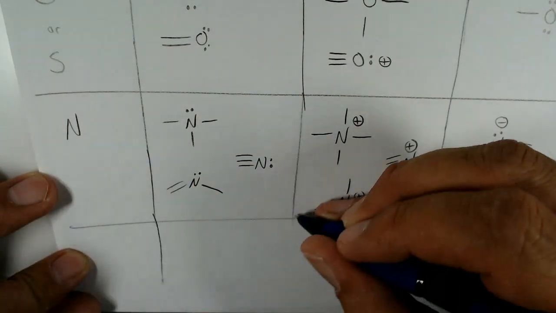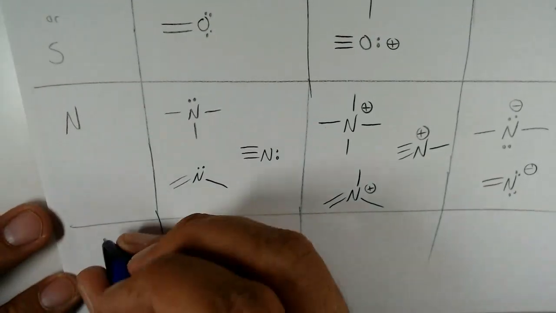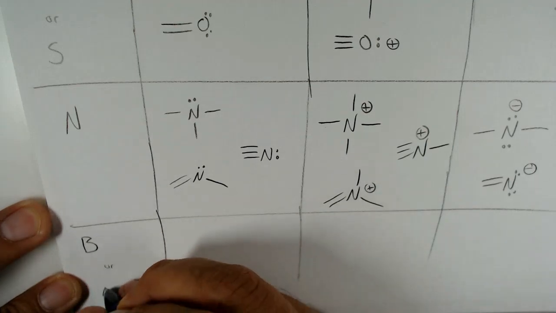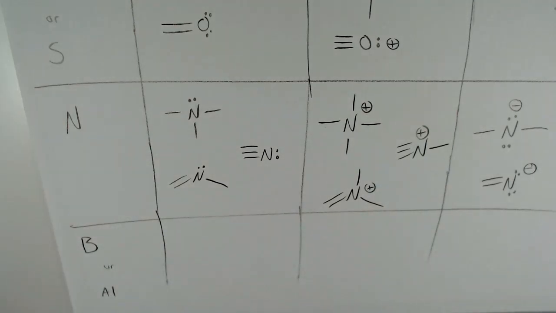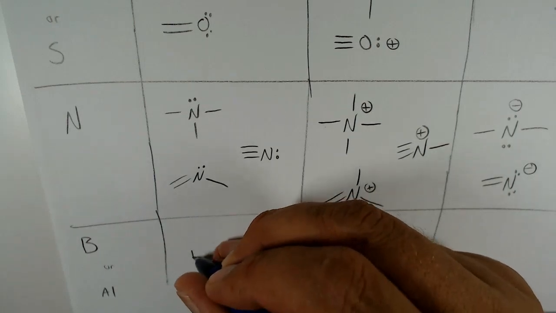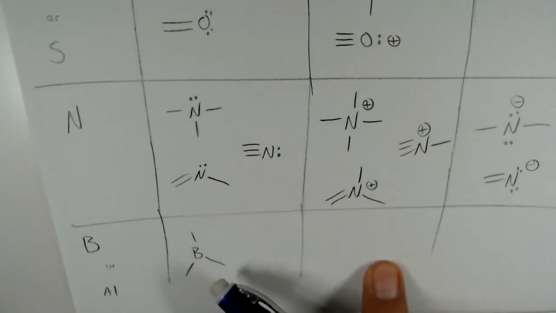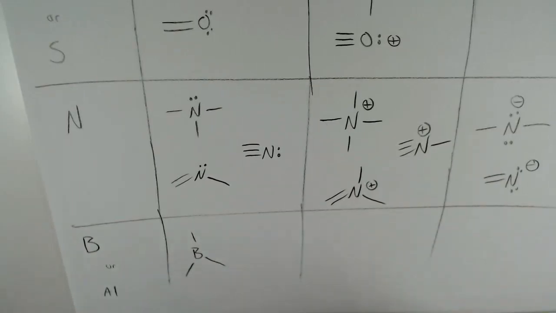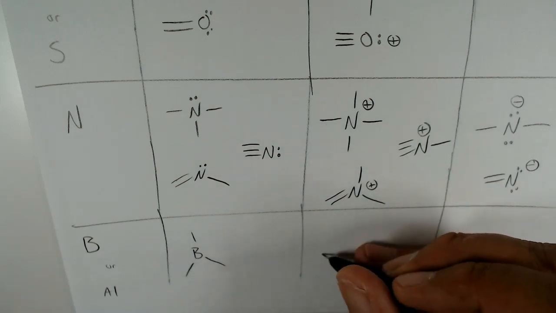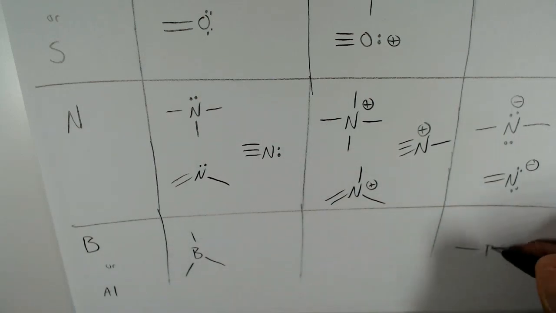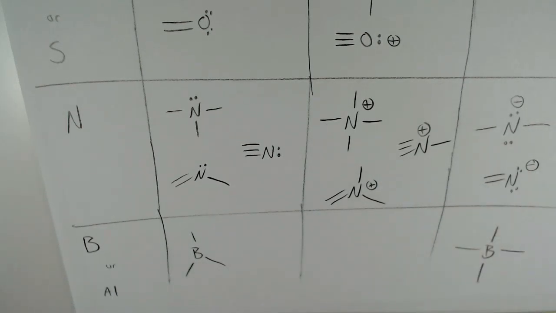All right, the one last thing I want to add to this chart here is the group 3 elements we talked about earlier today. This was boron or aluminum. They typically want to have 3 bonds to them, like that. I don't think we're going to encounter one where they're positive. Actually, we will encounter this one though. So boron being group 3 minus 4 is -1. So here we go. And we're not going to see that.